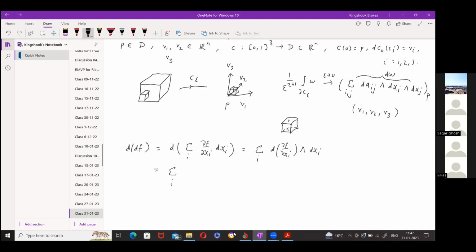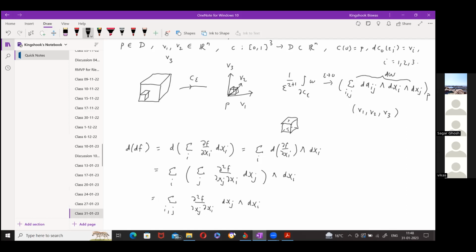And now d of ∂f/∂xi, this is the sum over j of ∂²f/∂xj∂xi dxj wedge dxi, right? So this becomes a sum over i, j of ∂²f/∂xj∂xi dxj wedge dxi.